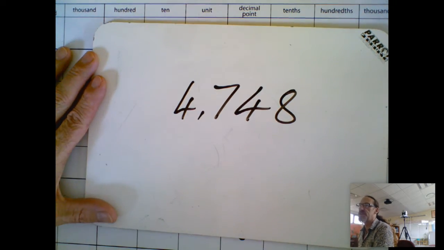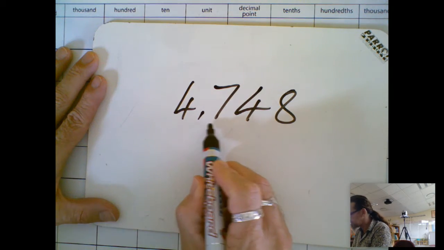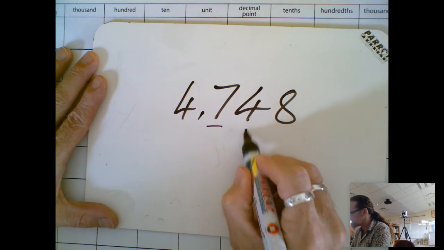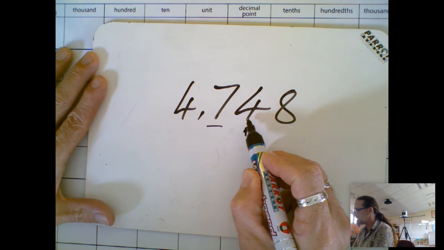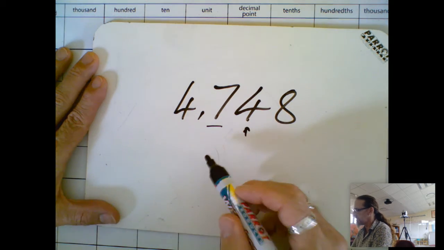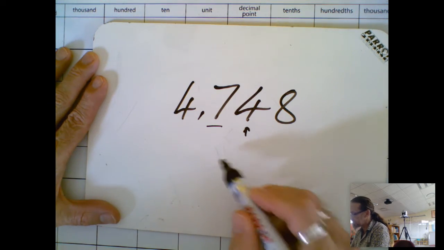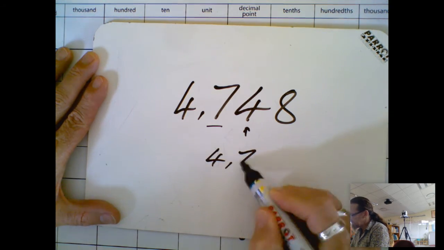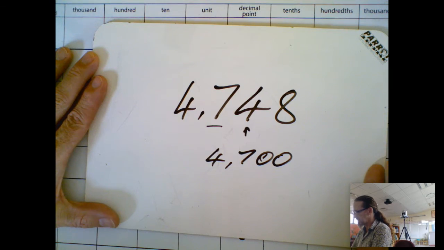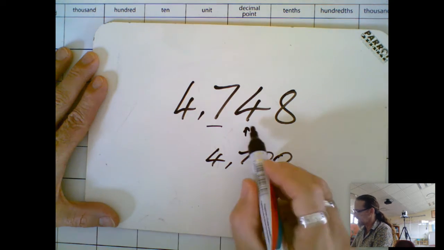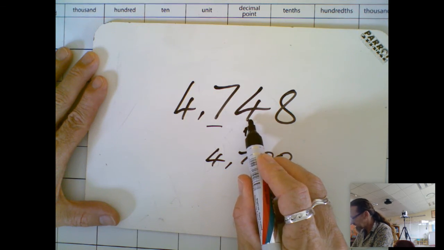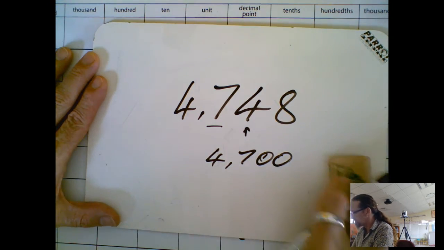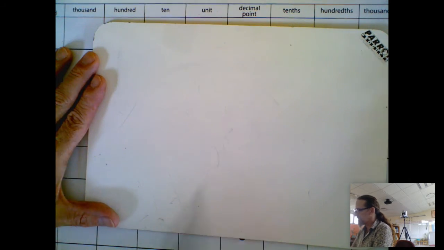So let's round this one to the nearest 100. So I'm saying to the nearest 100, so I'm going to look at the column to the right. It's 4 tens. It's less than 5, so it's going to round down. So 4,748 rounded to the nearest 100 is 4,700. Okay? If I had had 5 or more tens, I would have rounded up to the next 100. And we use the same principle for rounding any number, looking at the column to the right.